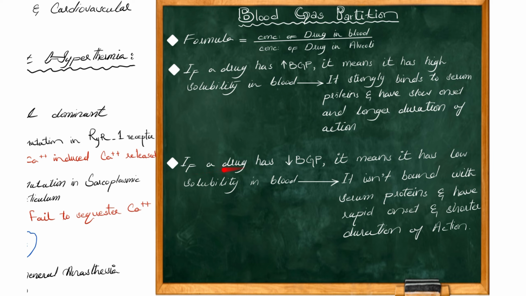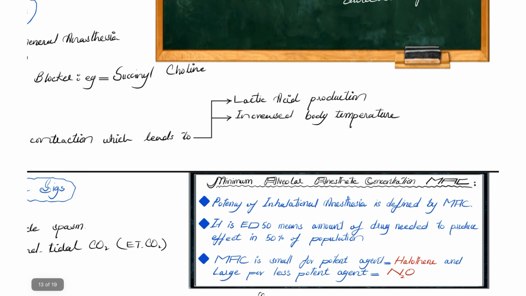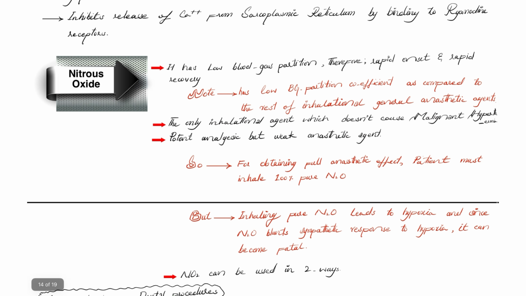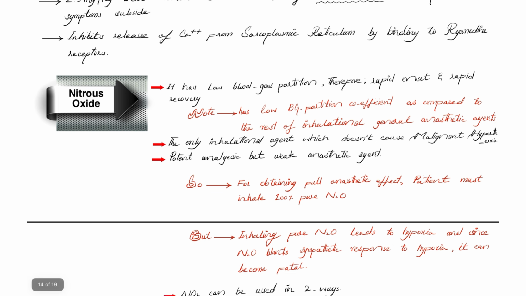On the other hand, if a drug has low blood gas partition, it means it has low solubility in blood. It means it isn't bound with serum protein in the blood and has rapid onset and shorter duration of action. So nitrous oxide has low blood gas partition. It means it has low solubility in blood, and it is not bound to serum proteins in the blood, and that's why it has rapid onset, shorter duration of action, and there will be rapid recovery from nitrous oxide.